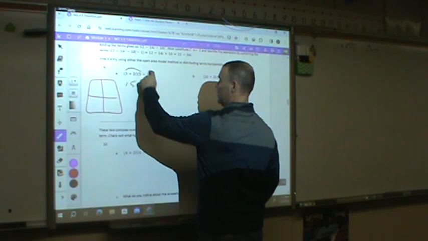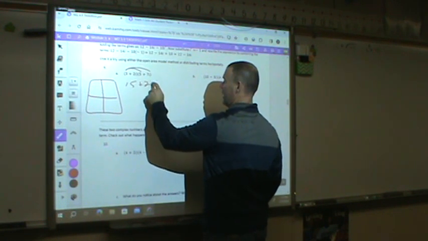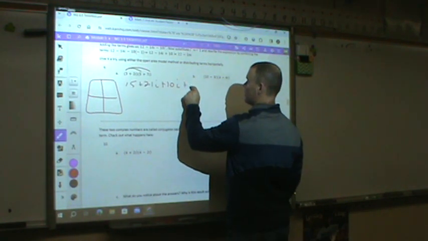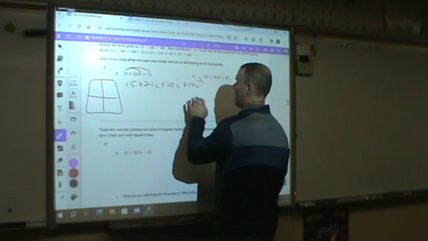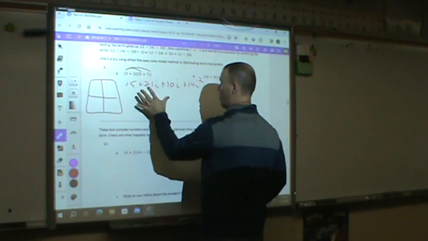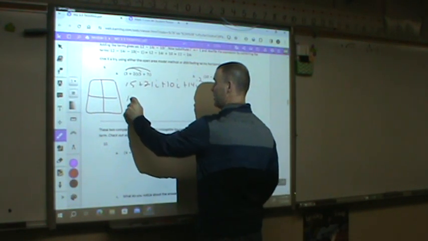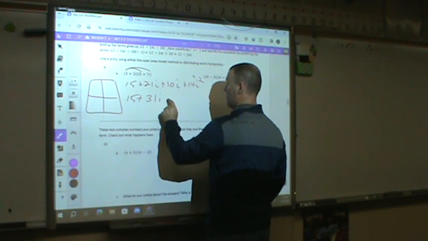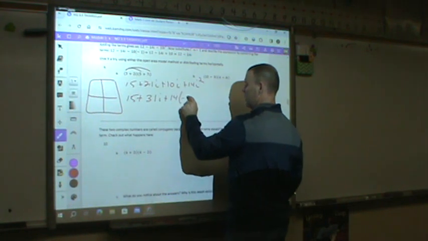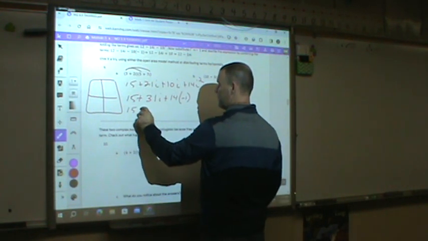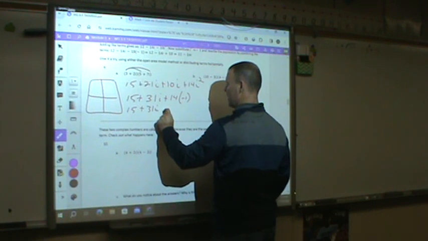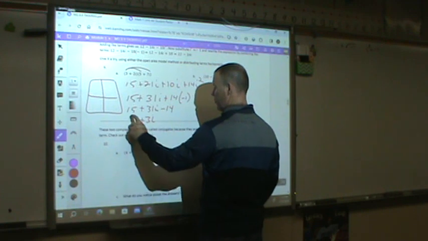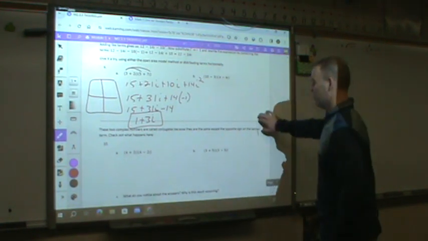So I get 15 plus 21i plus 10i, and then I get plus 14i squared. And whenever we see i squared, we always replace it with negative 1. So I'm going to do a couple things. I'm going to combine i's. So 15 plus 31i plus 14 times negative 1. And this becomes 15 plus 31i minus 14, and then 15 minus 14 is 1, plus 31i. So that's how you would handle those.